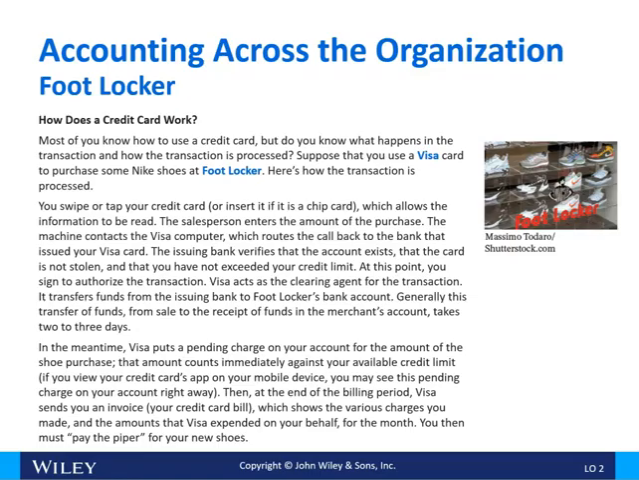Visa, the clearing agent, transfers funds from the issuing bank to the Foot Locker's bank. This usually takes 2 to 3 days, so it's pretty quick. Visa puts a pending charge on your account, so it's going to use up some of your available credit limit. At the end of the billing period, they send you an invoice, your credit card bill, which shows the various charges and what you have to pay to Visa and at what time to avoid any interest charges, if that's what you want to do. If you go ahead and accept that interest, it tells you how much that interest is going to be.